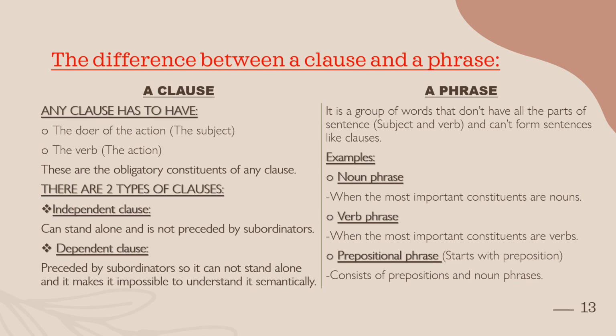Then a phrase, and it is a group of words that don't have all parts of a sentence, which are subject and verb, and can't form sentences like clauses. For example, there is noun phrase, verb phrase, prepositional phrase. The noun phrase, we call it the noun phrase when the most important constituents are nouns. The verb phrase, when the most important constituents are verbs. The prepositional phrase, when it starts with a preposition and it consists of prepositions and noun phrases.